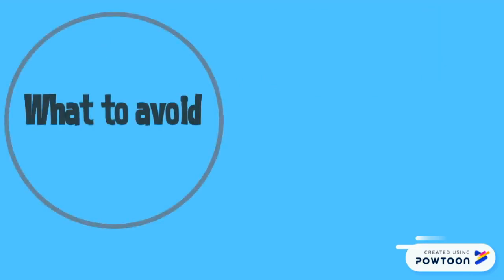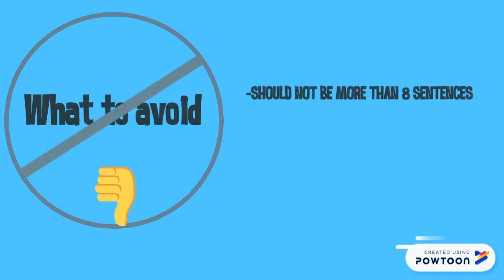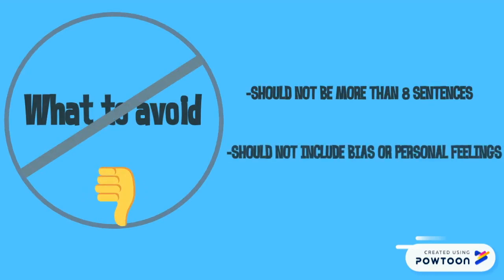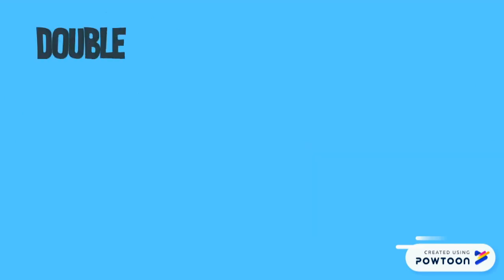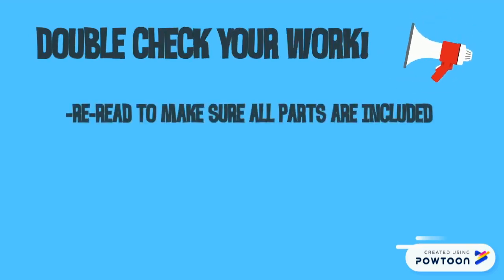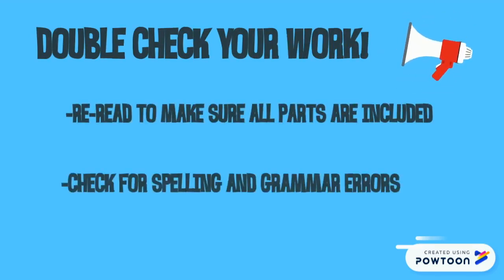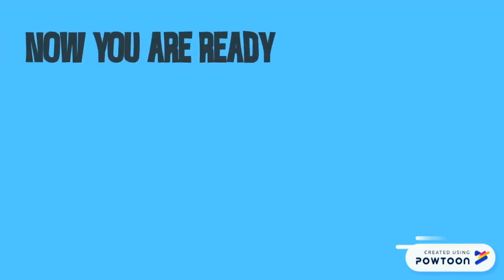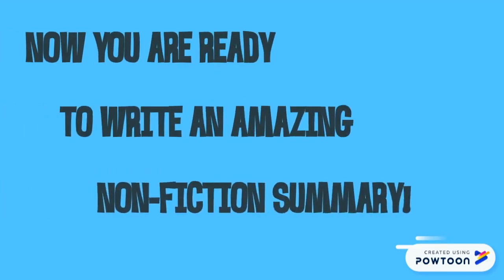What to avoid? It should be no more than 8 sentences. And it should not include bias or personal feelings about the story or main characters. Double check your work. Reread to make sure all parts are included. Check for spelling and grammar errors after you've completed the writing portion. Now you are ready to write an amazing nonfiction summary.